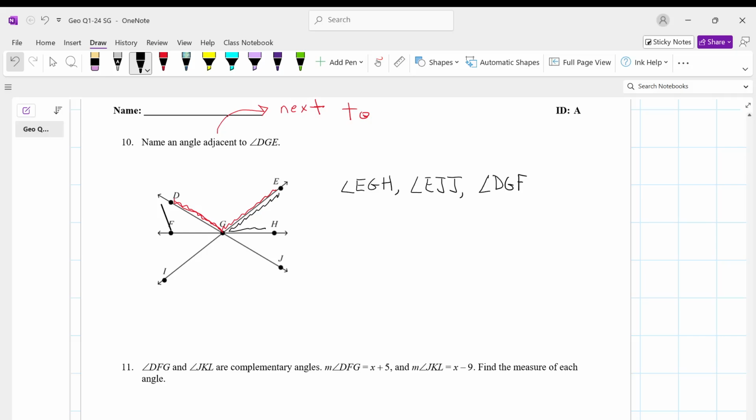All right, there's lots of angles adjacent to DGE. Adjacent means next to. They share a side and a vertex. Any angle that you list that's adjacent to DGE has to have the G in the middle. They share a vertex, so it's got to have a G in the middle.